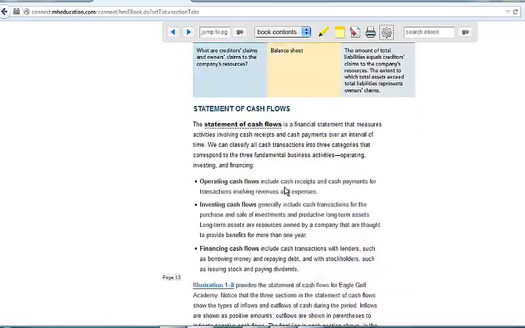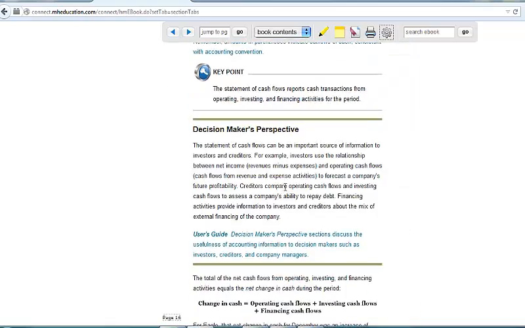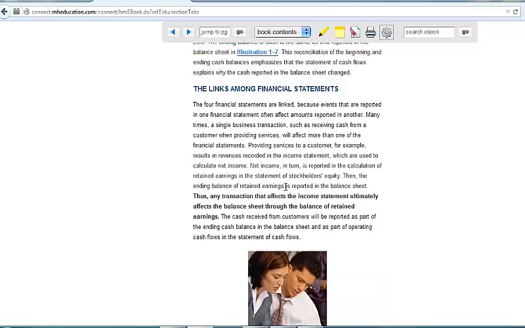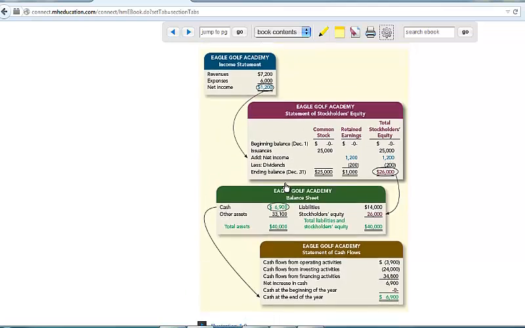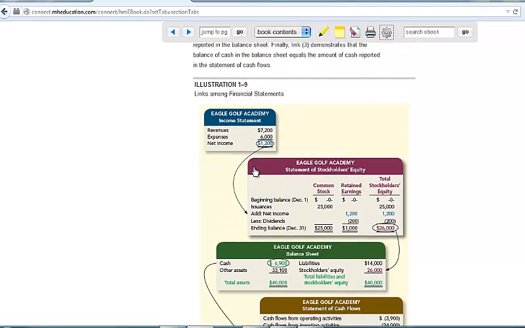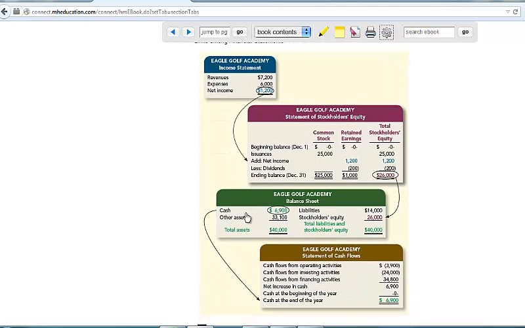And then lastly, pay attention to the links among the financial statements. You can see based on illustration 1.9 how your income statement flows into your statement of stockholders' equity, which flows into your balance sheet, that then flows down into your check number for your statement of cash flows.